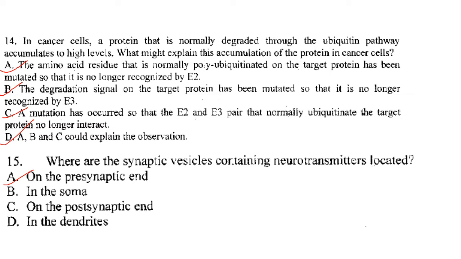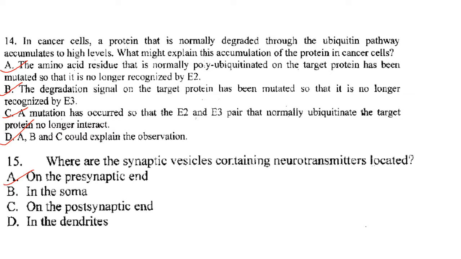Another option C. A mutation has occurred so that the E2 and E3 pair that normally ubiquitinate the target protein no longer interact. That may also be a reason. These two proteins, E2 and E3, do not normally interact. That also can be a reason. And option D is A, B, C could explain the observation. Yes, that is correct. Option D is the answer.